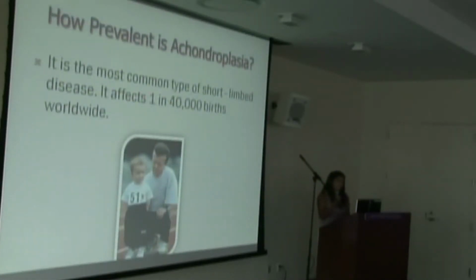How prevalent is achondroplasia? It is the most common short-limb disease, and it affects 1 in 40,000 births worldwide, but it does not affect any specific gender or race.